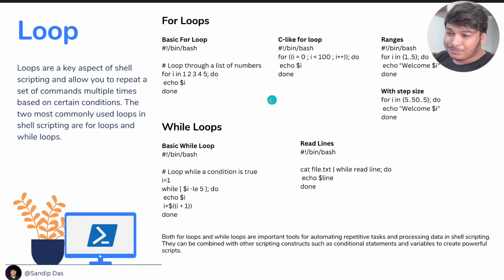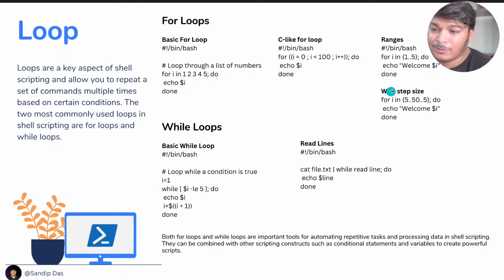Now, then you have a C-like loop. In a C-like for loop, if you have ever tried the C programming language, you have for i = 0; i < 100; i++, and then do stuff, then done. Here you can do similar. The done part was not there in C, but here you have to add done. So this is the syntax for shell: for ((i=0; i<100; i++)), do whatever you want to do, and done.